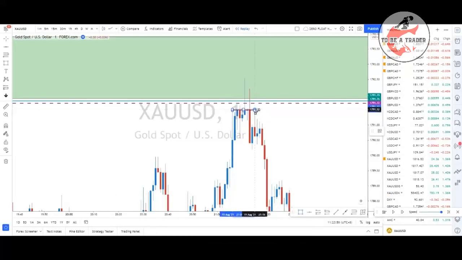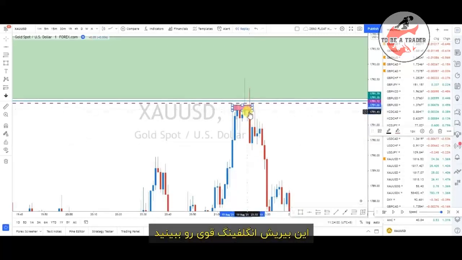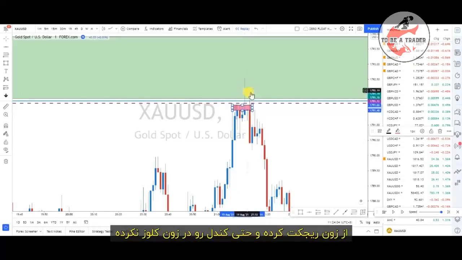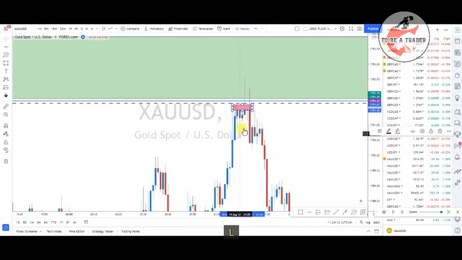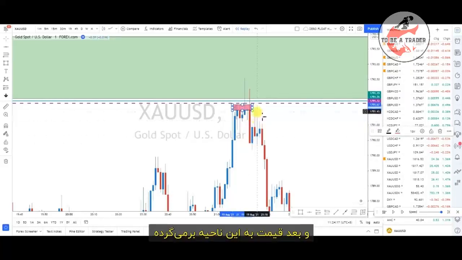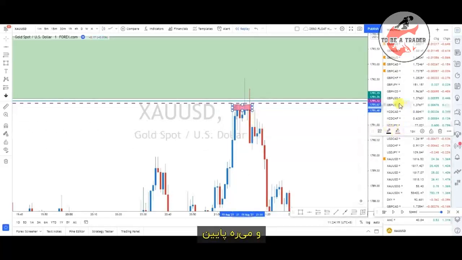Okay, but the M1 it has made a rejection. Okay, see this strong bearish engulfing. M1 strong bearish engulfing. It rejects the zone. It didn't even close the candle inside the zone. So this is the H1 time frame danger zone. So we have the high. Okay, here high, low, higher high, lower low, and then price comes back to this area and goes down.